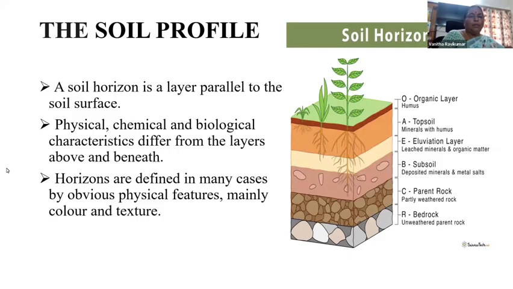The soil horizon layers are parallel to the soil surface. The physical and chemical properties differ from layer to layer. The colors also vary according to the layers.